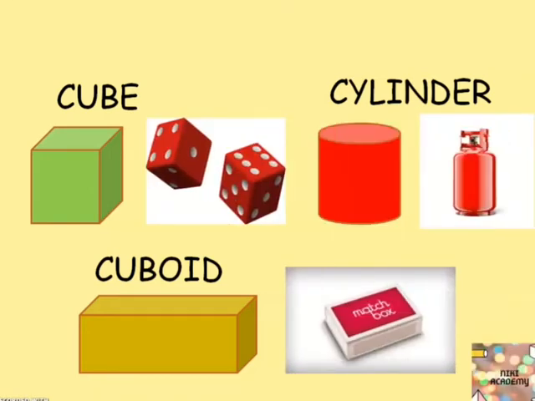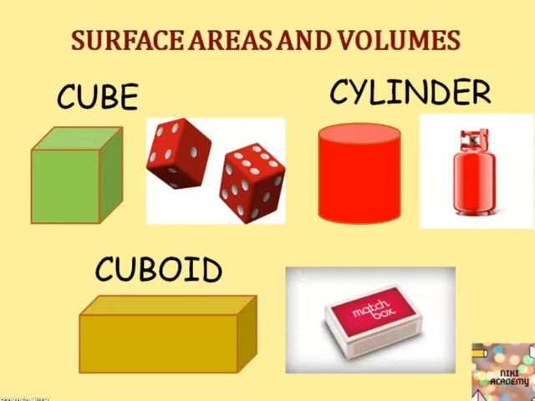A dice is an example of a cube. The LPG cylinders we use in our homes are an example of the shape cylinder, and a matchbox is an example of a cuboid. And today we are going to find the surface area and the volume of these shapes. Let's see it one by one.